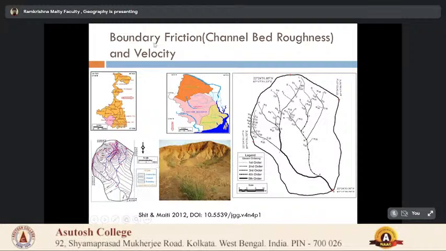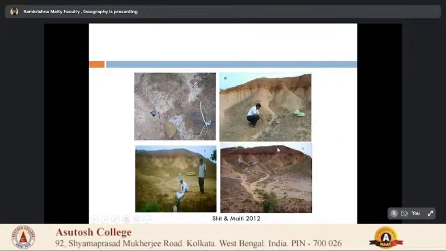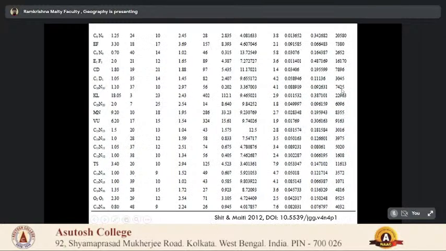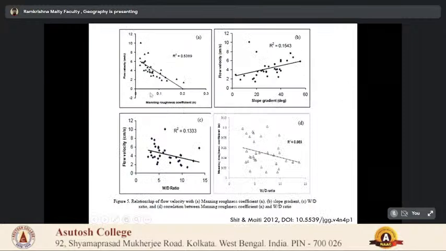studies. We studied the importance of boundary friction in these small streams, and we mapped those streams. We monitored the behavior of those small channels, rills, for a long time, and we monitored their velocities also. What are the velocities of the channels in a particular storm, in a particular rainfall? And what we found is, in every channel, their lengths, gradients, hydraulic properties, water velocity, channel roughness, Froude number, Reynolds number, everything was calculated for a particular channel. And then we found this relationship.